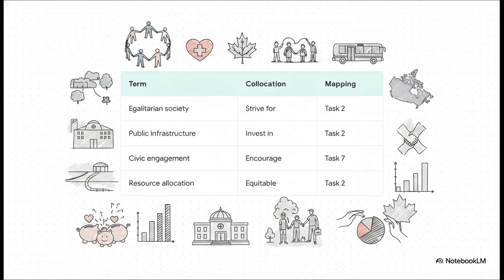Next, public infrastructure. The absolute strongest collocation here is invest in public infrastructure, and it maps perfectly to the Task 2 survey on town planning. Public transit and community centers are massive Canadian talking points, so there's your context. The trap? Well, infrastructure is uncountable. Never, ever say infrastructures.